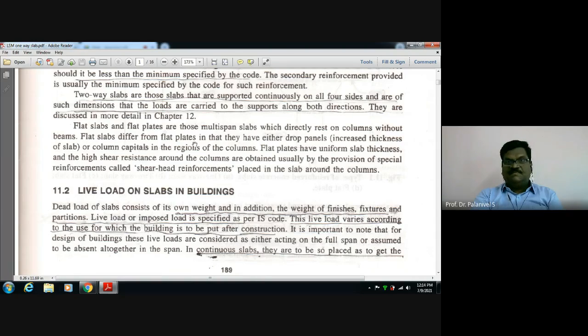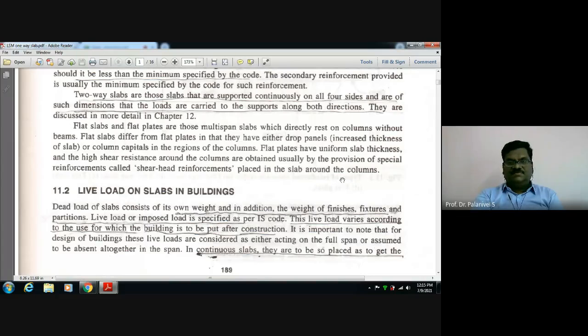Flat slabs differ from flat plates in that they have either drop panels, that is increased thickness of slab, or column capitals in the region of the column. Flat plates have uniform slab thickness, and the high shear resistance around the column is usually obtained by the provision of special reinforcement called shear head reinforcement placed in the slab around the columns. That's what I explained.